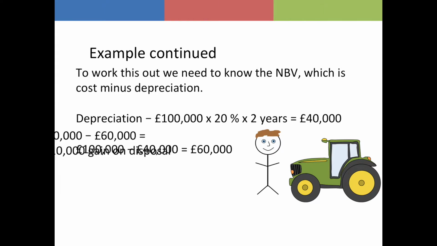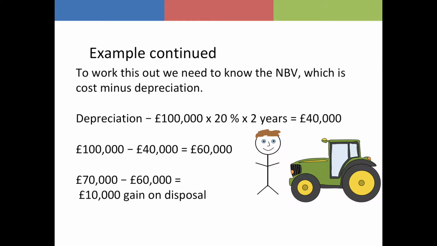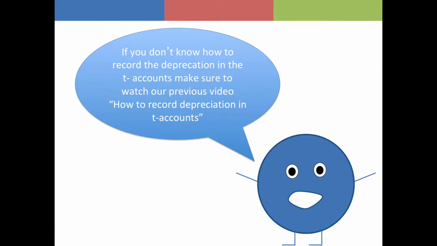net book value. As Peter has sold the asset for £70,000, we know that he has made a gain of £10,000. So how do we record this in our T accounts? If you don't know how to record depreciation using T accounts, make sure to check our previous video, how to record depreciation in T accounts.